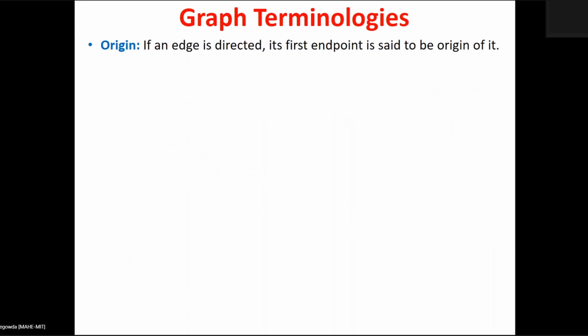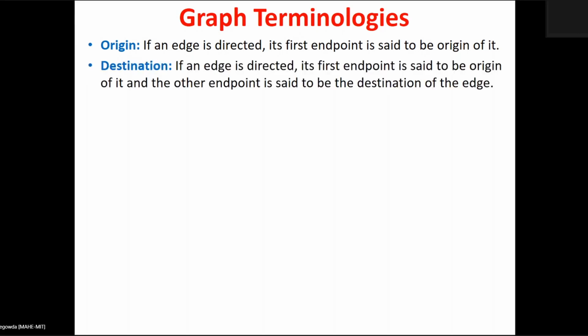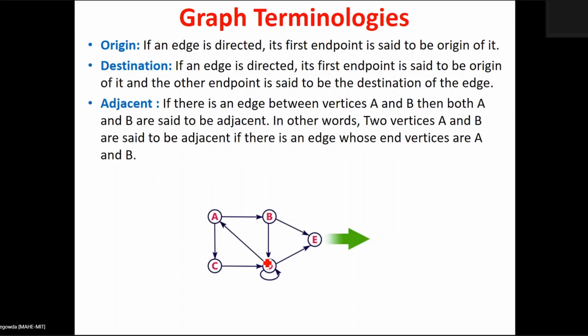Next we have an origin. If an edge is directed, its first endpoint is said to be the origin of it. If you look at this example here, this is an example for the directed graph. If you look at the edge A comma B, this is the directed edge. So if an edge is directed, its first endpoint is said to be the origin, meaning that this is the origin. Next we have a destination.